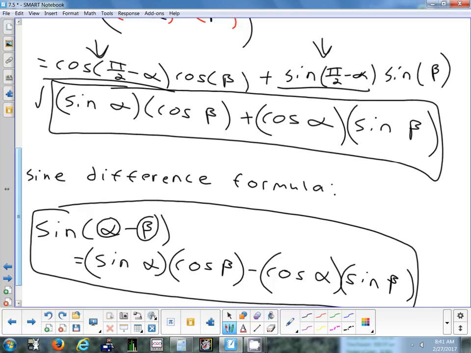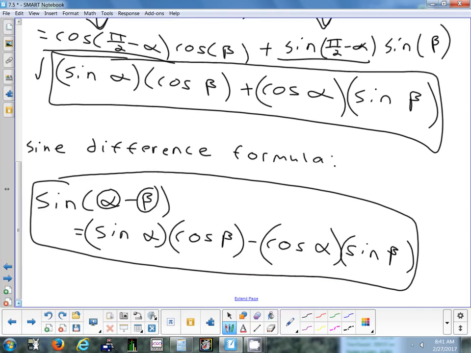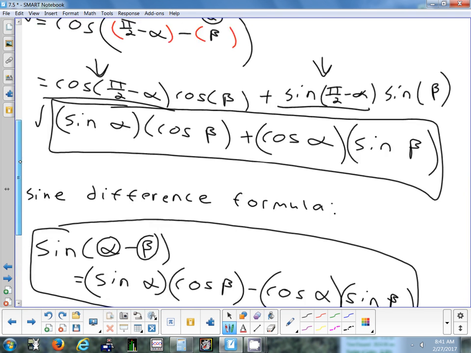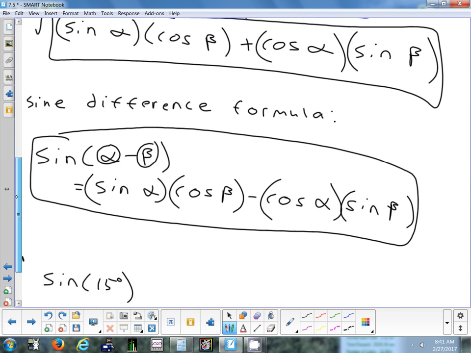Okay. So any questions on that? Okay. Anyone need me to go through a problem like how you would do this? Sine 15? If you were to do it, which formula would you use? Would you use the difference? Or would you use the sum? Difference. Yeah, I'd say difference is probably the most intuitive way to write 15.